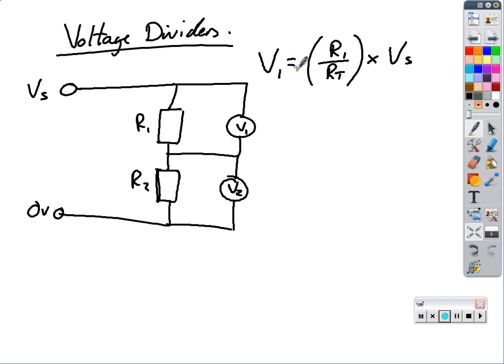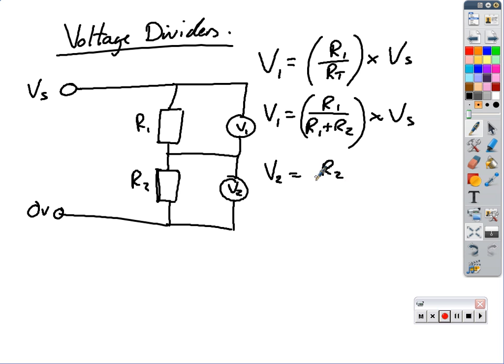Now the way it's written in your data book is V1 equals R1 over R1 plus R2, so that's just the total, multiplied by Vs. So that's, what fraction is it? And multiply that by the supply, and that'll give you the voltage that's going across that resistor. If we want to know V2, all we do is switch these, we change this one and this one for number 2. So V2 equals R2 over R1 plus R2, so that's total again, times Vs.